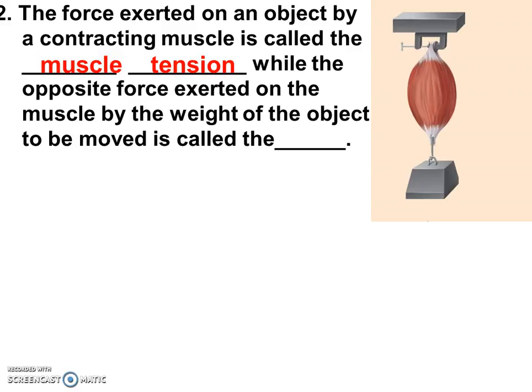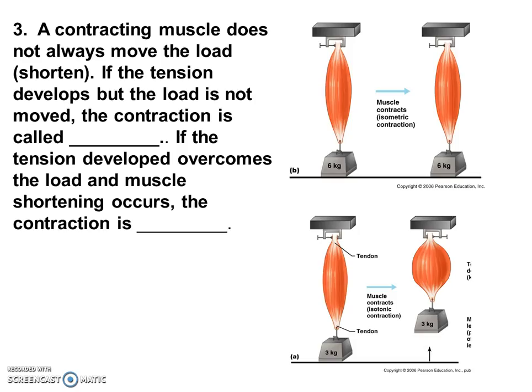The force exerted on an object by a contracting muscle is called muscle tension, while the opposite force exerted on the muscle by the weight is called the load. You recall in Chapter 10 we talked about lever systems, and so the effort or the force was caused by the muscle, the load was the bone, and the fulcrum was the joint. So this is basically the same information.